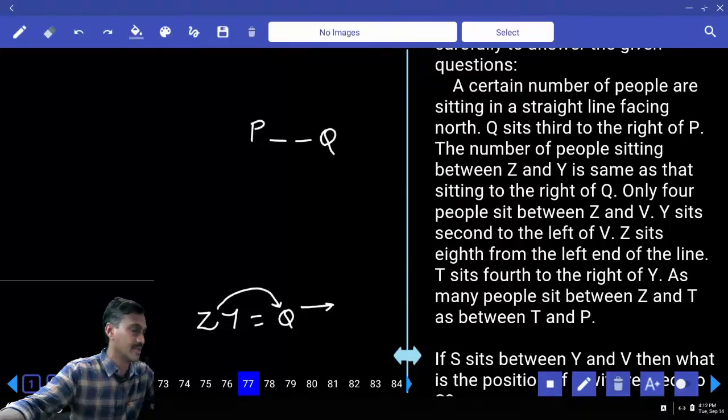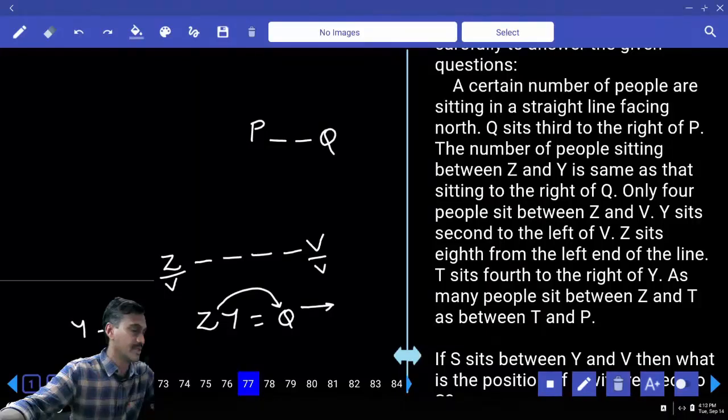And next, only 4 people between Z and V. In between Z and V there must be exactly 4 people. Whether V is to the left hand side of Z or right hand side of Z is not known. Hence V Z, Z V. And 4 people in between Z and V. Y sits second to the left of V. Y is seated second to the left of V. That means in between Y and V there must be exactly 1 person.